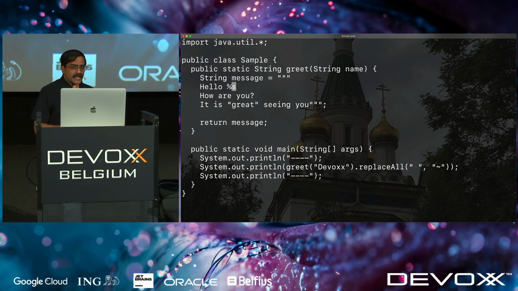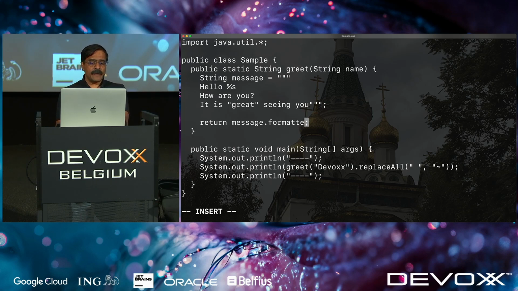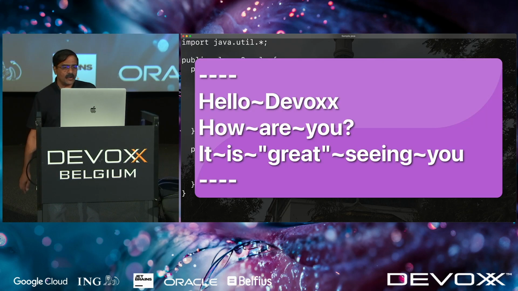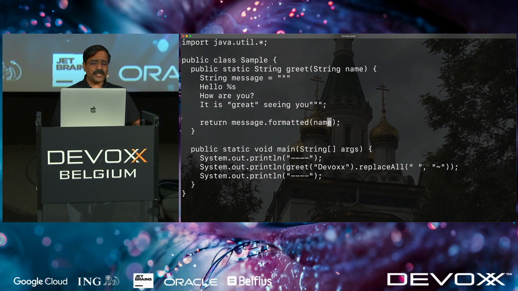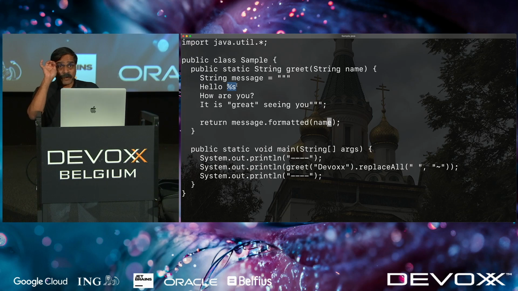Now, what if I want to replace the word there with a name, if you will? So right there, I say hello %s, and a few different methods have been added. I can do a formatted, and to the formatted, I can provide the name like so, and you can see hello devox in there. So essentially, you can use formatted to replace all the symbols you normally would use with a printf, so that works really nicely as well.